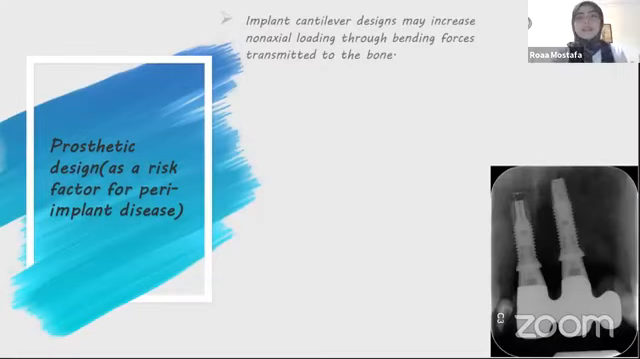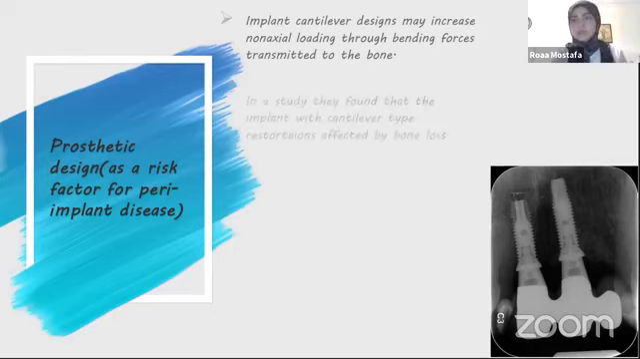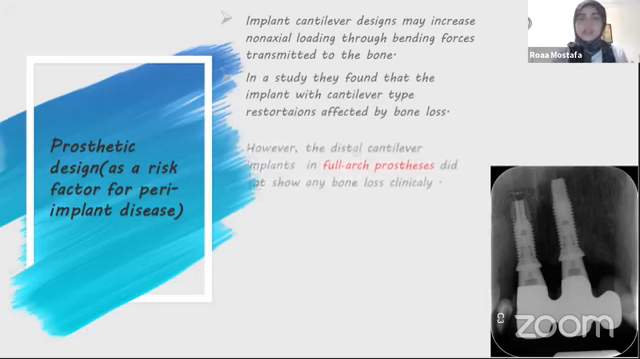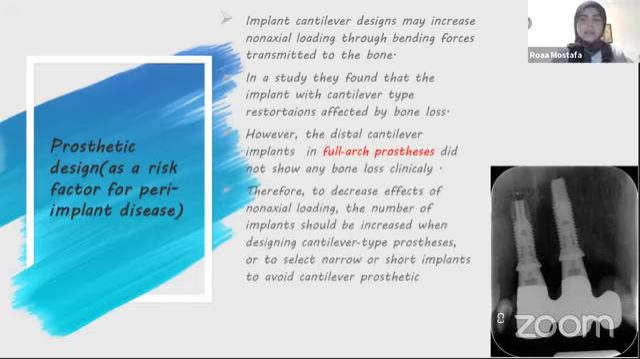Okay, talking about the implant cantilever designs, the non-axial implant cantilever has, of course, a bending force and non-axial loading, so it can be transmitted to bone and cause more bone loss. So in the designs where I have a cantilever, it's more advisable to increase the number of implants to distribute the forces and cause less bending forces and less resorption of bone.